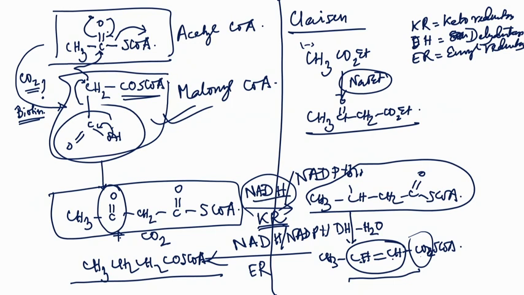So, these enzymes are there. Now, in many of the polyketides, what happens? Because these steps will be used over and over again. So, in polyketides, what happens? Some of these enzymes may not be present.